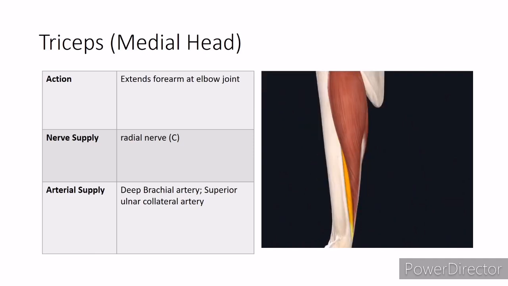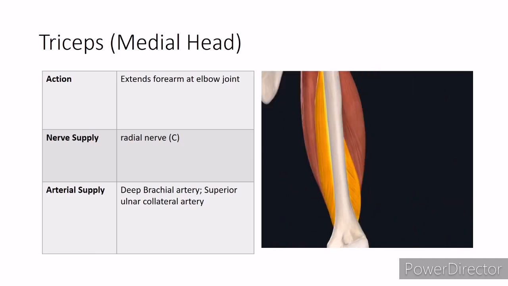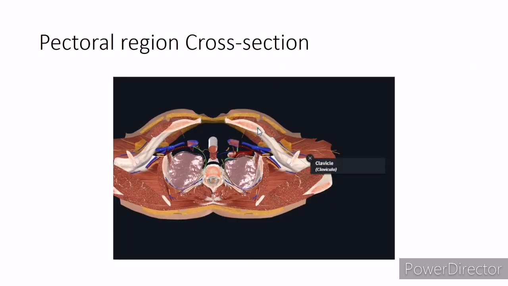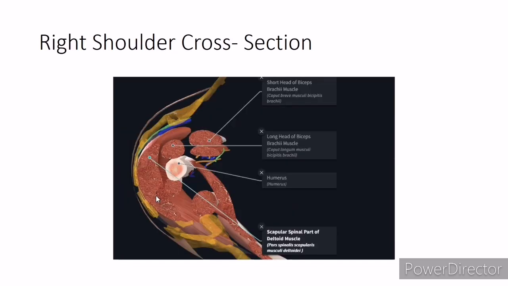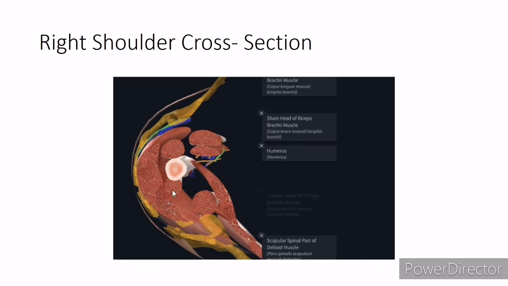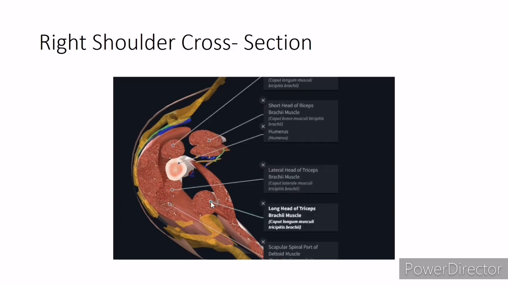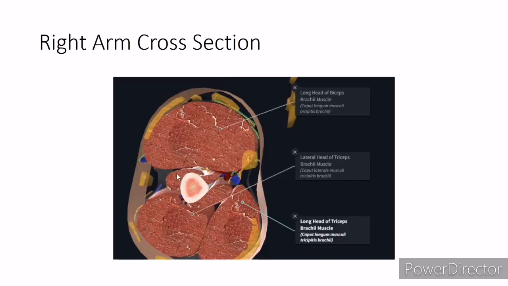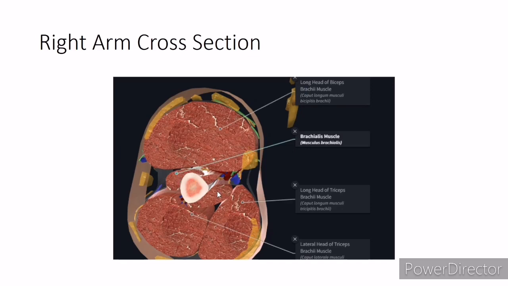Come on and let's take a look at the cross-section of the pectoral region. So we can see the clavicle, the supraspinatus muscle, the serratus anterior muscle, and then we have the right shoulder cross-section. The shoulder cross-section would show different muscles involving the biceps and the triceps brachii muscle. We have the right arm cross-section, in which we can observe the biceps and the triceps brachii muscle and also the coracobrachialis muscle.